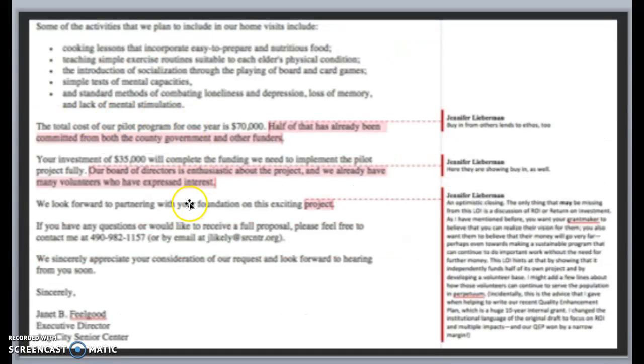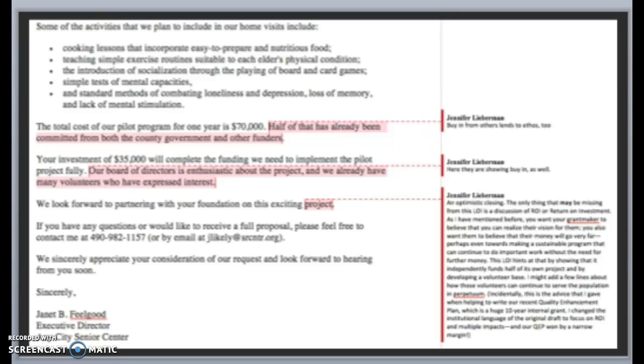So moving to the end of the letter, the total cost of the program is $70,000. Half of that has already been committed. This is really great because it shows that other people have bought into your program, and that's another way to build ethos. Again, I know I keep saying ethos, that's because it's so important. And when they say, we look forward to partnering with your foundation in this exciting project, that's another optimistic closing. I really like it. I really like the word partner for grants.